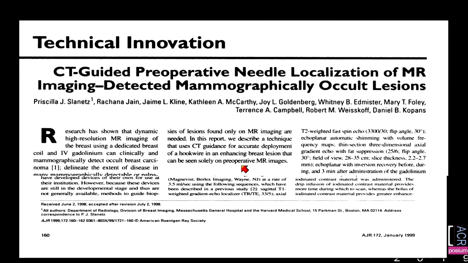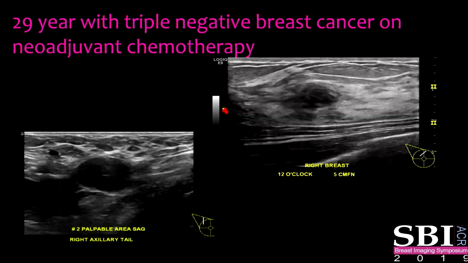So here's a paper one of my colleagues, Priscilla Slanetz, wrote in 1999 for CT-guided localizations. And this paper was really written when we did not know how to localize MR lesions that were identified. But we can use the same procedure to localize these clipped nodes now.